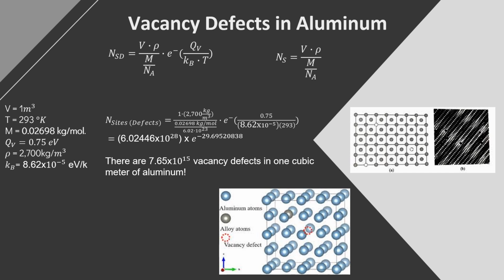Plugging these numbers into the equation, we get 6.02446 times 10 to the 28 multiplied by e to the negative 29.695-ish. That being negative puts our e into the denominator, and we get our answer of 7.65 times 10 to the 15 vacancy defects in 1 cubic meter of aluminum.